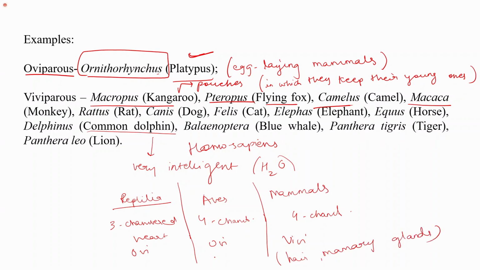So mammals have specifically hair and mammary glands, which is absent in all the other classes. Aves have feathers, which are the modified epidermal scales. Reptiles have scales all over their body, and they have dry, tough skin that prevents them from drying. Fine. So these are the three different classes.